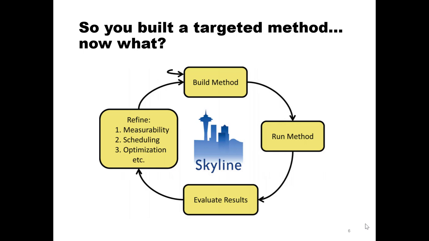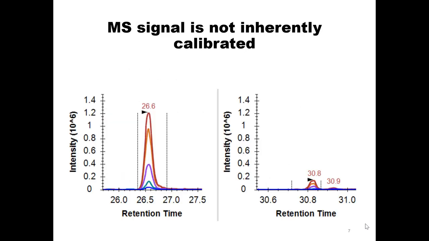So now you have this kind of method developed. So what's the next step? And I want to say something maybe controversial, but I'm going to say mass spectrometry signal is not inherently calibrated. If we look at these two chromatograms, these two peak areas, we might just instinctively want to say, oh, of course, the sample on the right is less abundant than the sample on the left. But have we validated that it's because biologically it's less present in the sample? There are a lot of reasons that the sample on the right might have a less abundant peak area than the sample on the left.